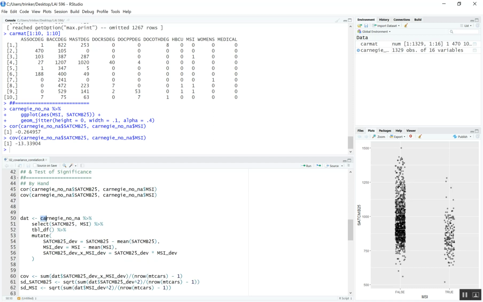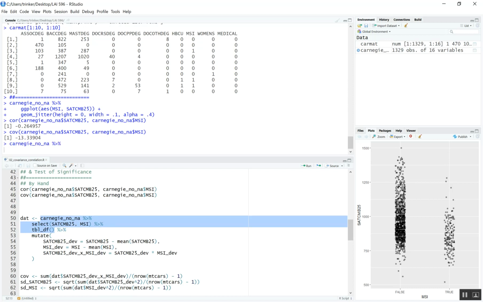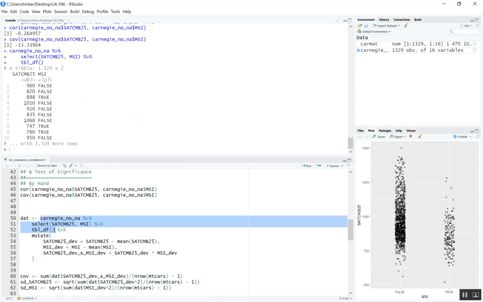So I'm going to first start by selecting just those variables, right? And I'm going to go ahead and we're going to compute a couple things. And the first thing we're going to compute is the deviation of the SAT scores from the mean, right? So all that is SAT score, each individual score, minus the mean.